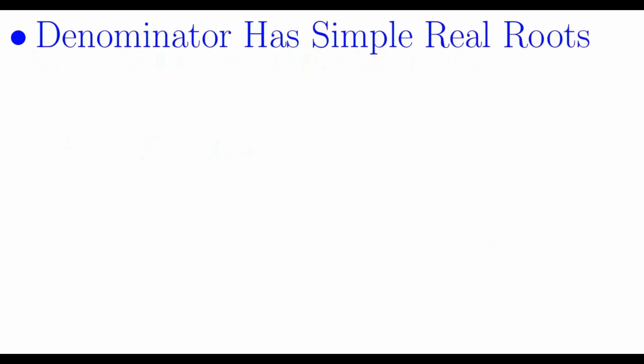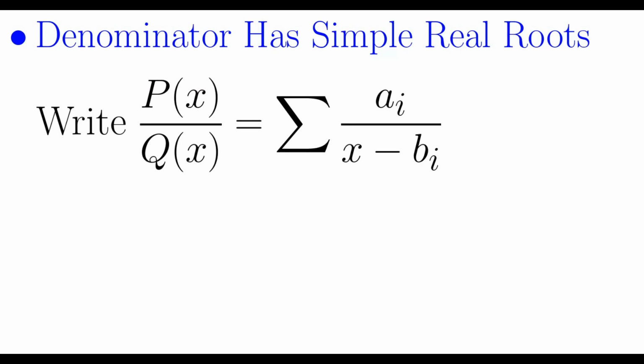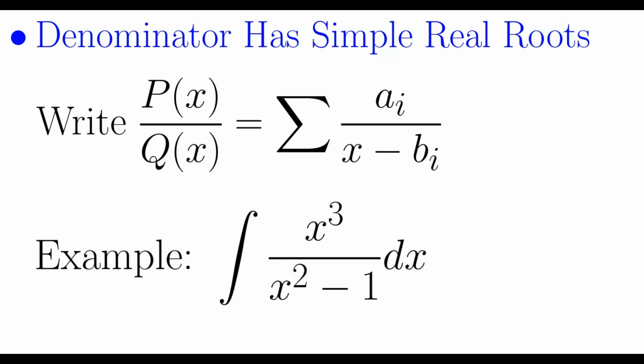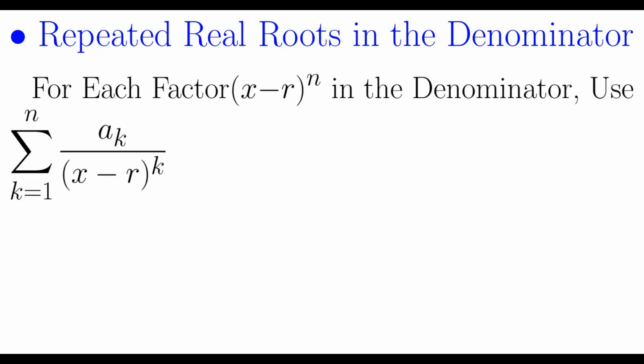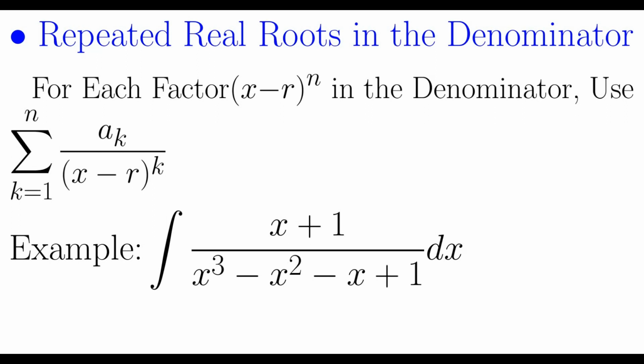Next thing you want to do is factor the denominator. If your denominator has simple real roots, then you would want to use partial fractions. Write down the fraction as the sum of a_i over x minus b_i, where the b_i's are the roots of the denominator. Here's an example you may want to work on. Next, if you have real roots in the denominator but they are repeated, if you have a factor of x minus r to the power of n, then you want to use the sum of fractions with constants in the numerator and powers of x minus r in the denominator. And here's an example that you can work on.